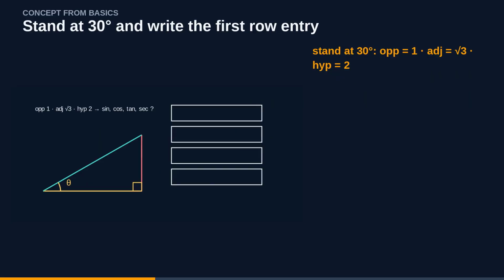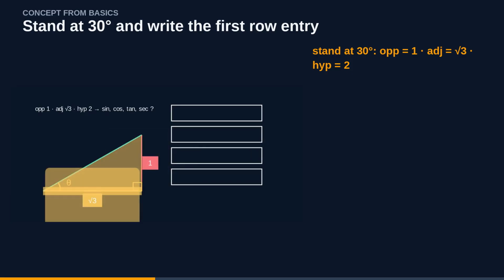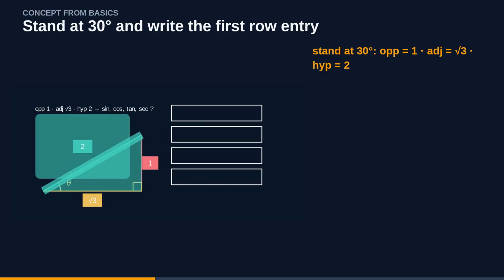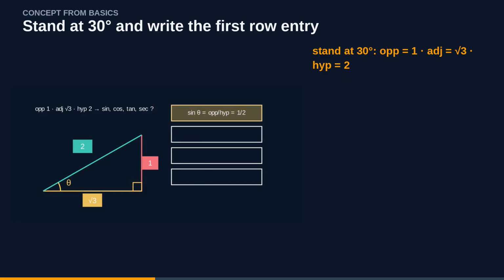Stand at the 30-degree corner and read the triangle. The side you are not touching, the vertical leg, has length 1. The base under your feet is √3 and the hypotenuse is 2. So write the first entry. Sine of 30 is opposite over hypotenuse, 1/2, a clean half.